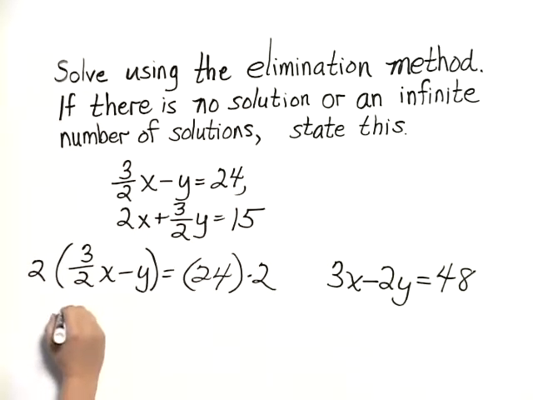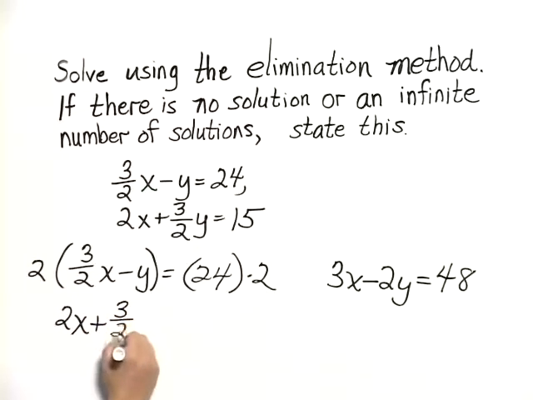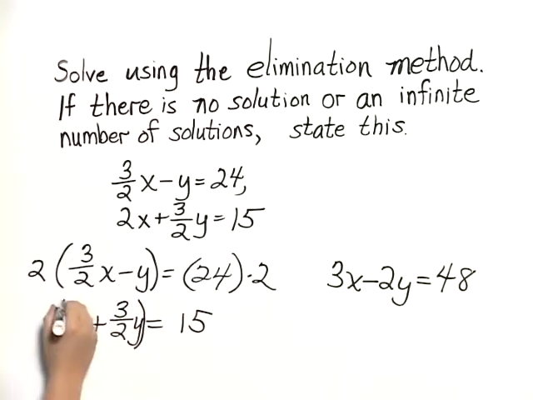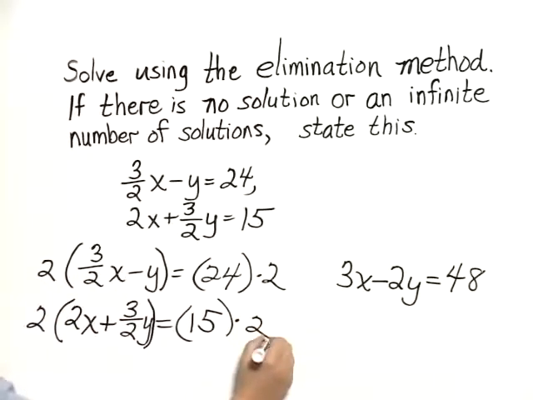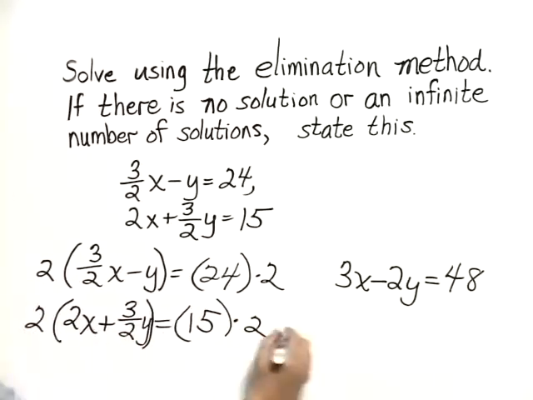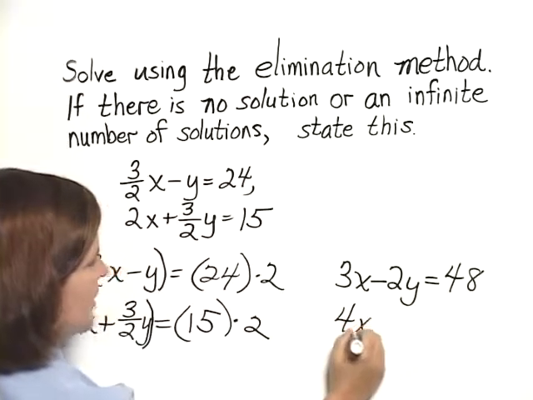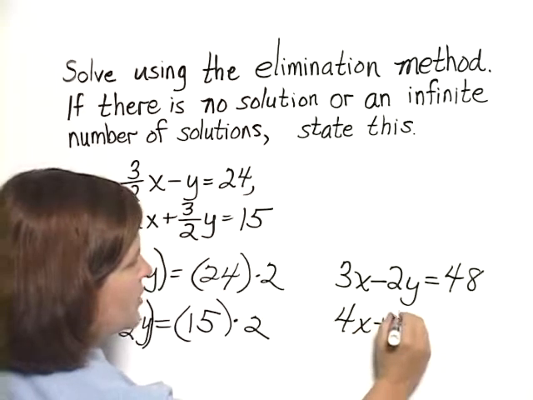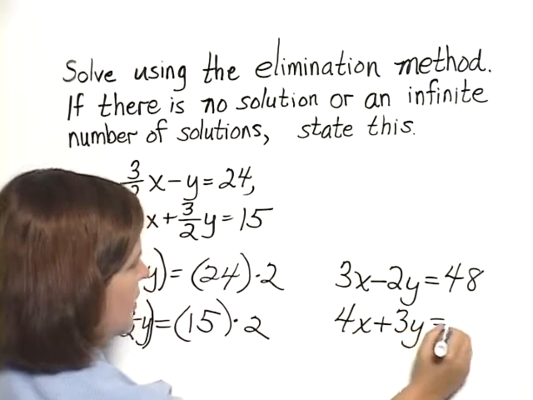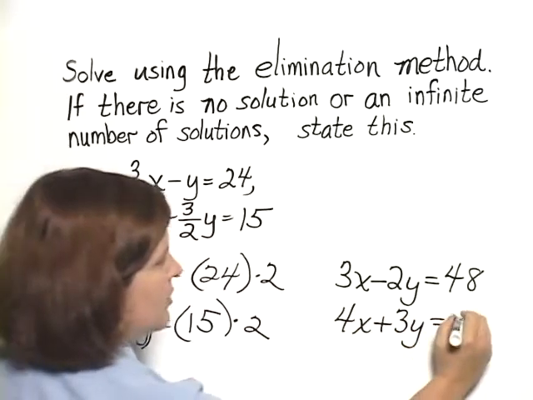I'll do the same thing with the next equation, which is 2x plus 3/2 y equals 15. Again, I have a denominator of 2, so I'll multiply both sides of the equation by 2. 2 times 2x is 4x. And 2 times 3/2 would be 3, so I have 4x plus 3y equals 2 times 15, which is 30.